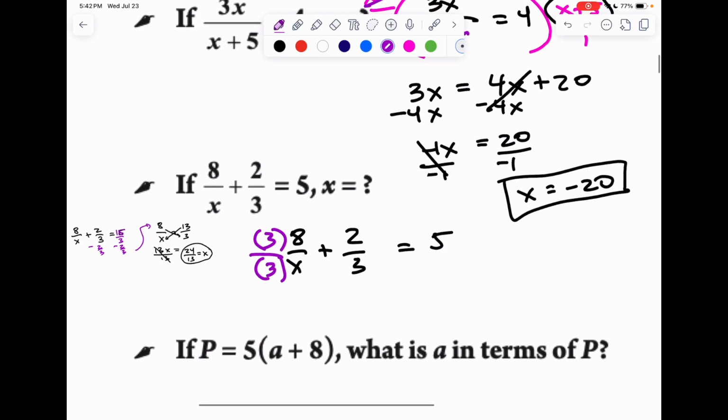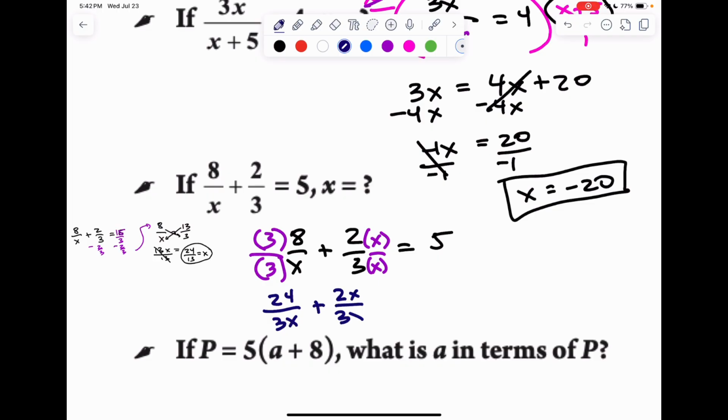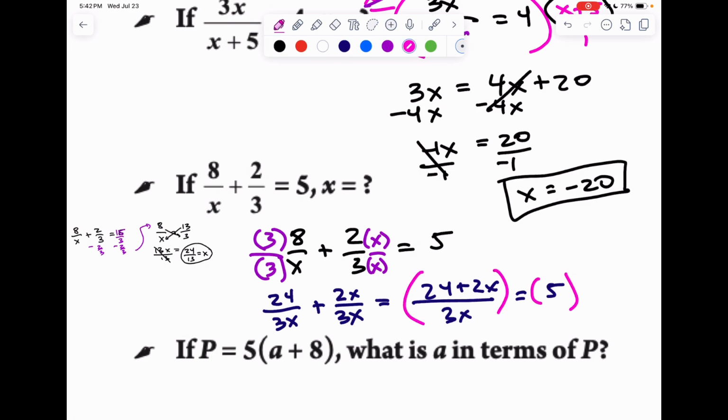Over here, I'm going to have to multiply the bottom by x and the top by x, and again, x over x equals 1, so changing the form but not the value. So for our numerator over here, we get 24, and our denominator 3x, plus 2x over 3x. And when we put that together, we get 24 plus 2x over 3x equals 5. We can multiply both sides by 3x to clear our denominator.